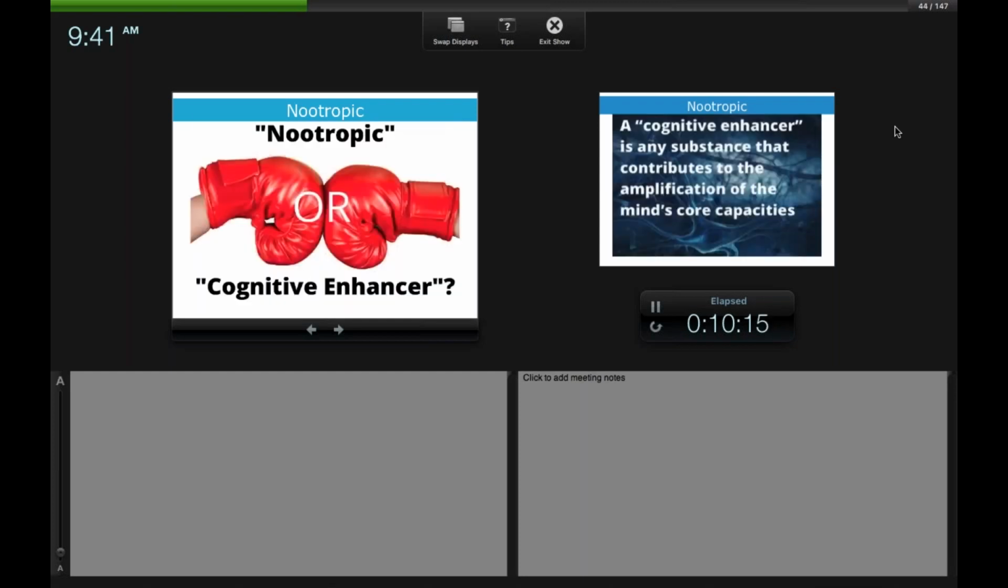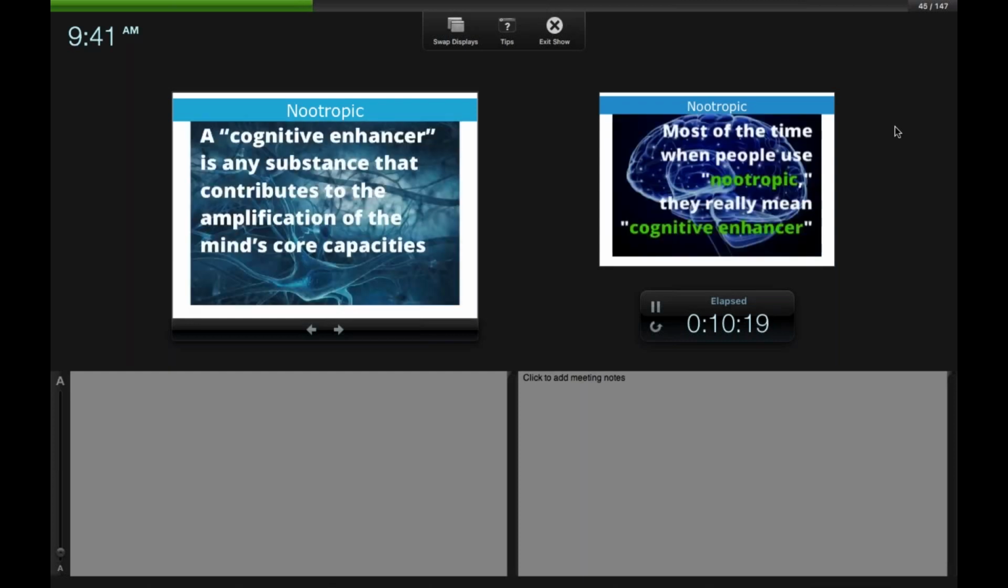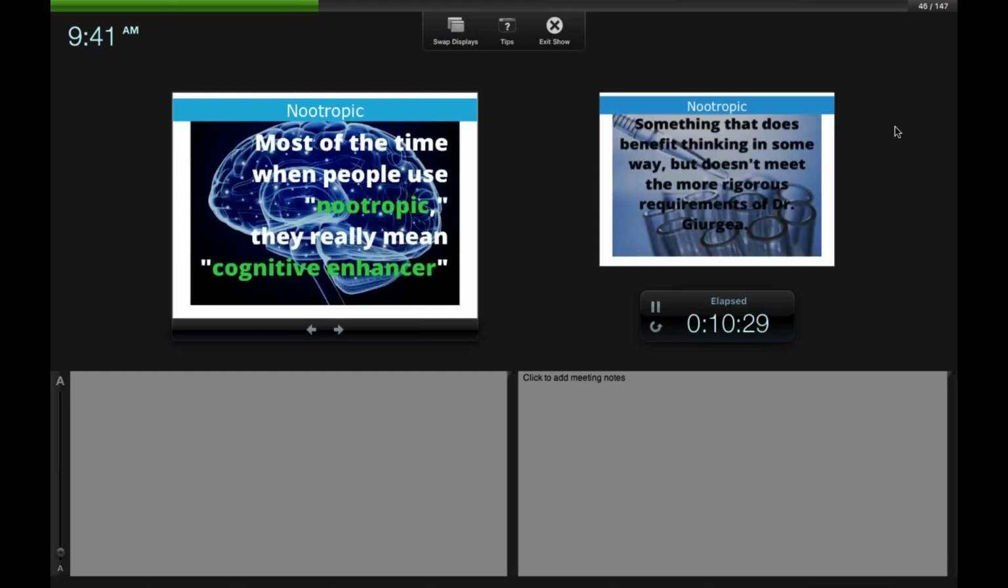So a nootropic or cognitive enhancer. A lot of people say, well, is a nootropic just a cognitive enhancer? Well, if you think about it, a cognitive enhancer is any substance that contributes to the amplification of the mind's core capacities. Most of the time when people use the word nootropic, they really mean cognitive enhancer, so they're pretty much the same thing.